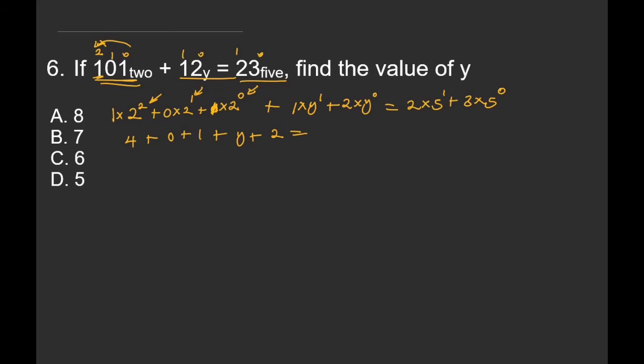Now this is equal to 2 times 5 raised to the power of 1, which is 2 times 5, and that will give you 10, plus 3 times 5 raised to the power of 0, which is 3. So here we have 4 plus 0 plus 1 plus y plus 2, and that will give you 7 plus y equal to 13. 10 plus 3 is 13. So our y is equal to 13. If you bring 7 here, it becomes minus 7. So we have y equal to 13 minus 7. And 13 minus 7 is 6.